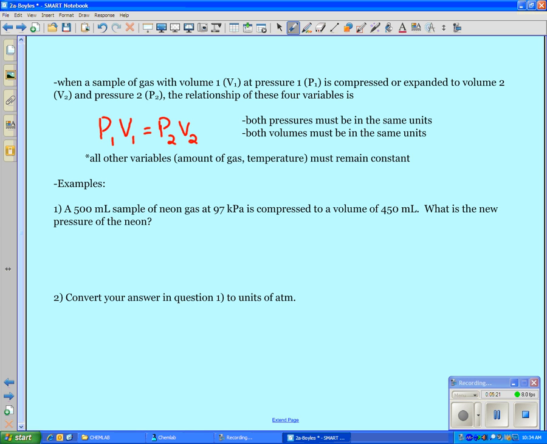It's very important when you're using this to make sure that you have the same units for your two pressure readings, and also for your volumes, that they have to be in the same units as each other. Another important note is that the amount of gas and the temperature must remain constant to use this mathematical relationship. Let's do a couple of examples using our calculations and our formula.